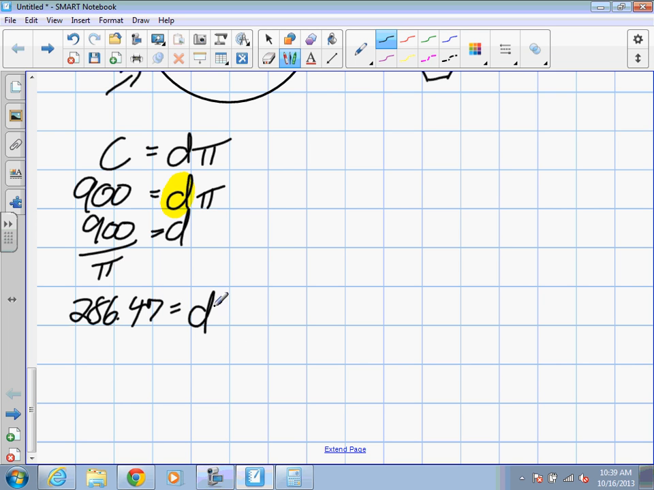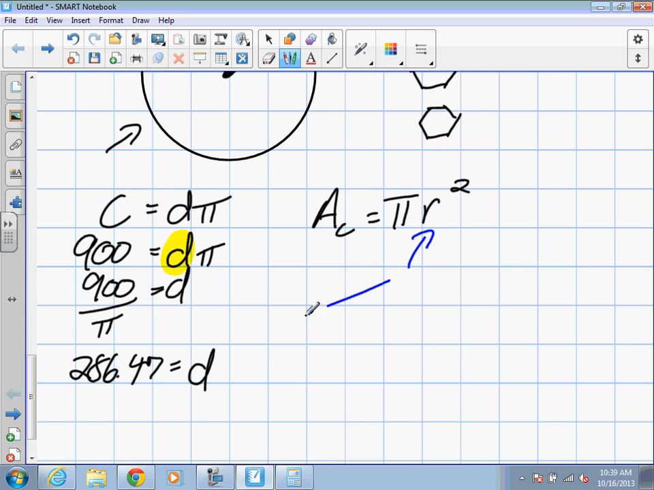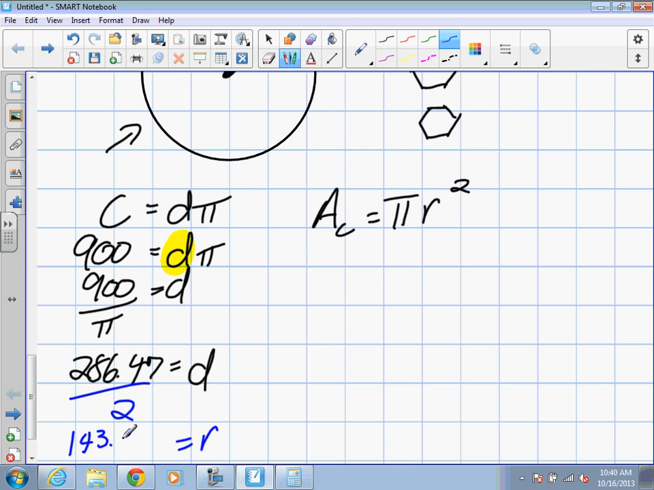What is the area of a circle? pi r squared. Now, do I have r? Can I figure out r from what I have? That's right. We need to turn it into radius. And to turn diameter into radius, we divide by 2. That's right. So we'll divide this by 2 to find out what our radius is. Take this same number in the calculator, divide it by 2. 143.23. Excellent. So we now have our radius. Let's plug it into our area formula.